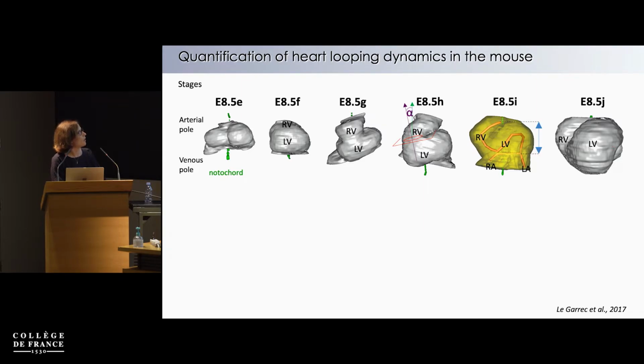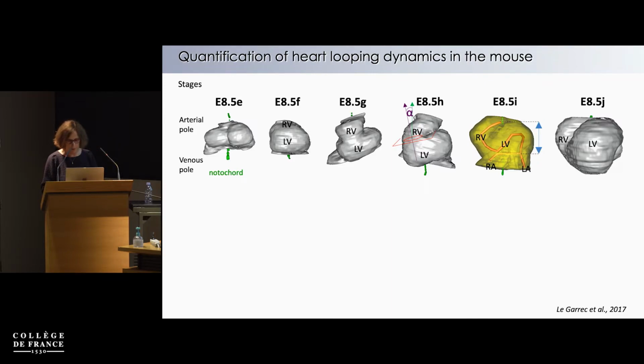So when the initial heart tube is transformed into a helix, you can see that this is a process during which the ventricles, which are initially anterior and posterior, are repositioned where they should be on the right and left side of the embryo. So the question we ask is what is the mechanism of this process of massive shape changes during heart looping? And this project was led by Jean-François Le Garec, who is in the audience, actually.